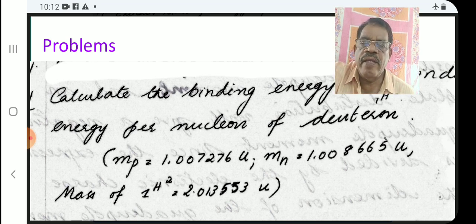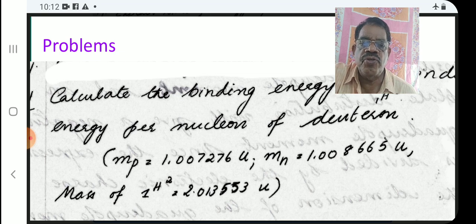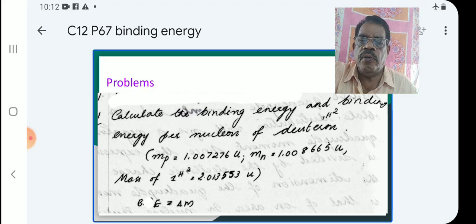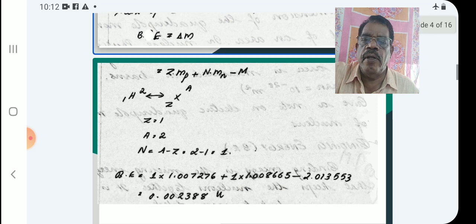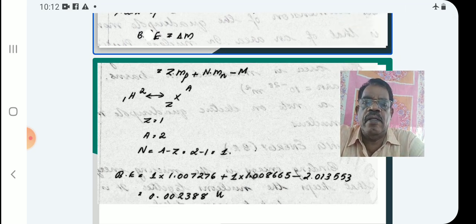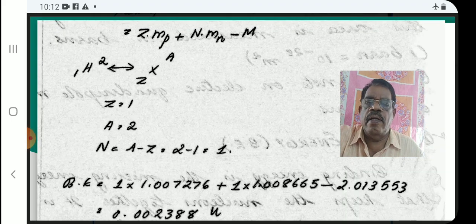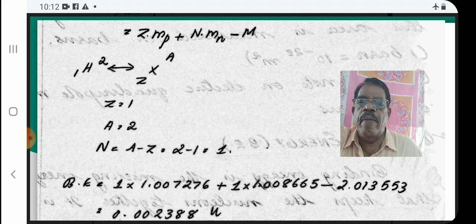So we have to find the binding energy of deuteron. The data given are Mp is 1.007276 U, Mn is 1.008665 U, and the mass of 1H2 is 2.013553 U. You see the answer. Delta M is equal to ZMp plus NMn minus M.